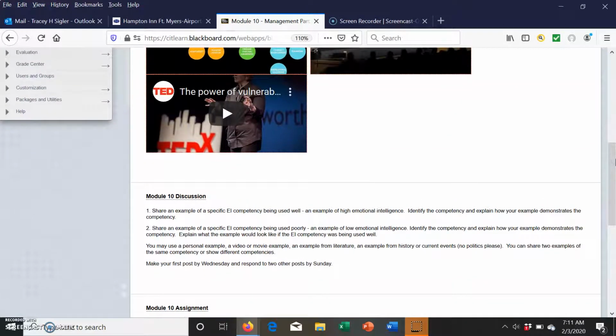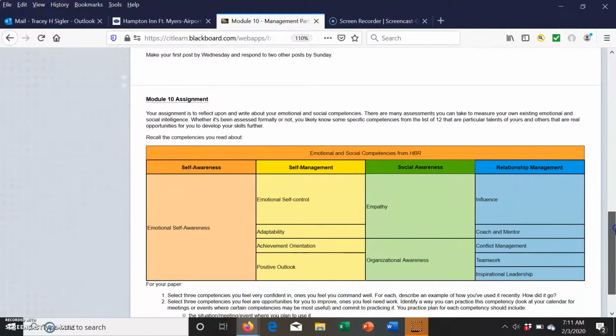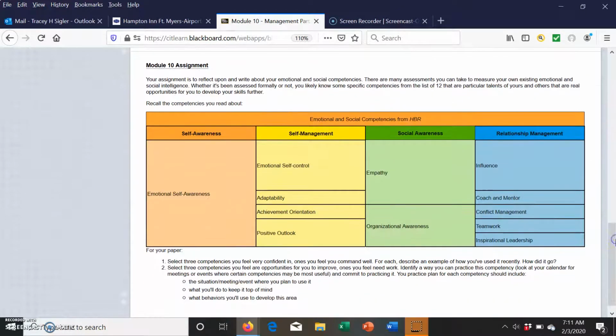So first, for the discussion, I've asked you to find some examples of emotional intelligence competency, one being used well, one being used poorly, and explain your example and share that with each other and comment on at least 2 other posts. And then your individual assignment is to assess yourself on emotional intelligence.